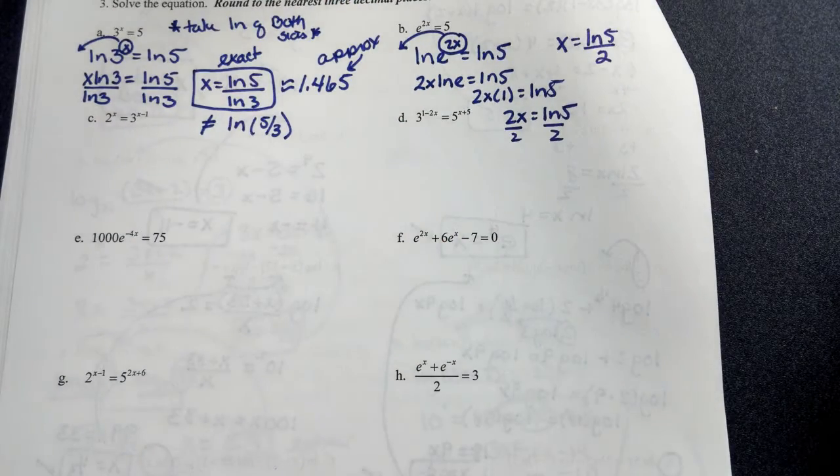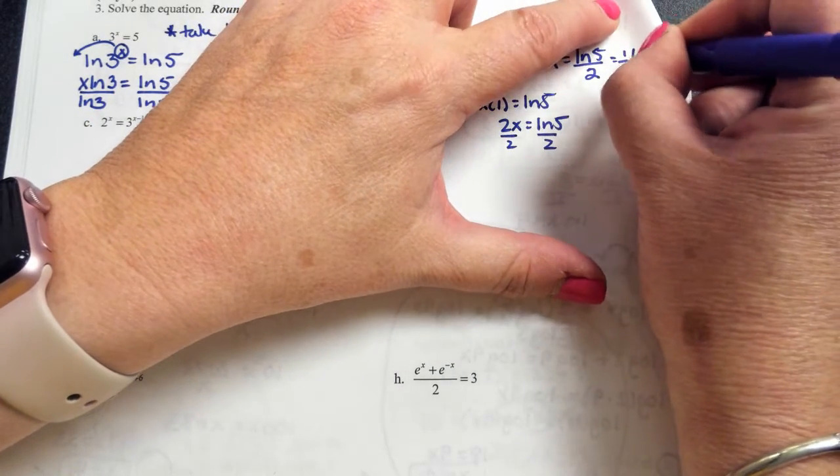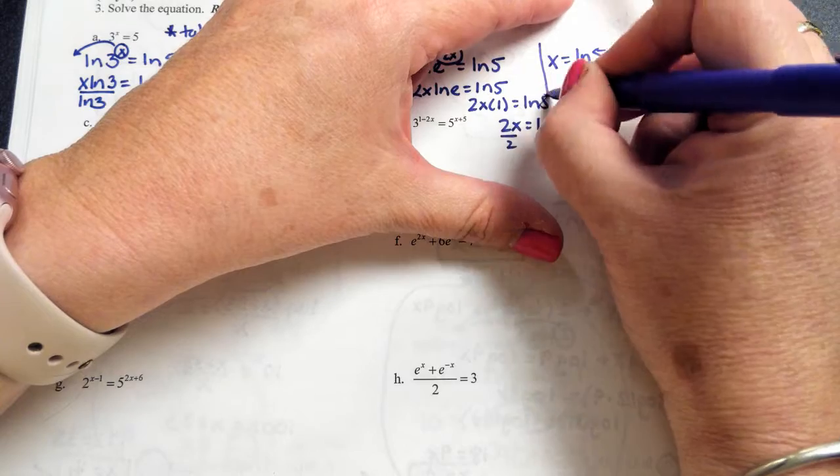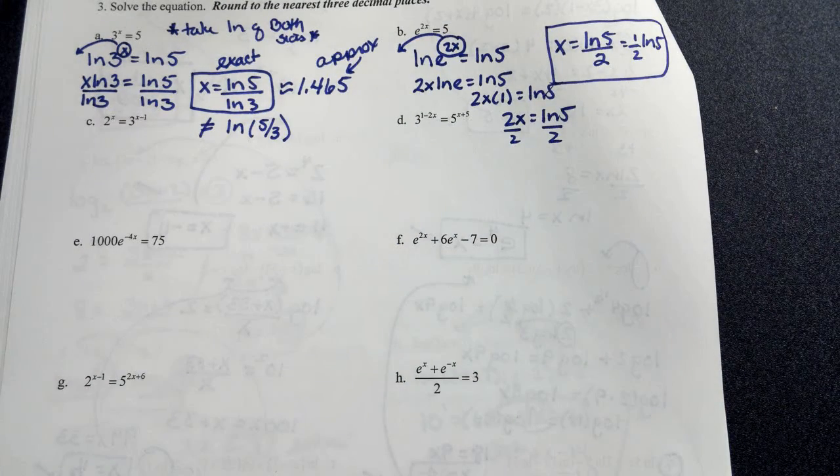Now, especially if this is a multiple choice question, ladies and gentlemen, natural log of 5 divided by 2 can be written in another format. It can be written as 1/2 times the natural log of 5, just so you can recognize that these answers can be written a lot of different ways. Again, natural log of 5 divided by 2, remember, is equivalent to 1/2 times the natural log of 5.